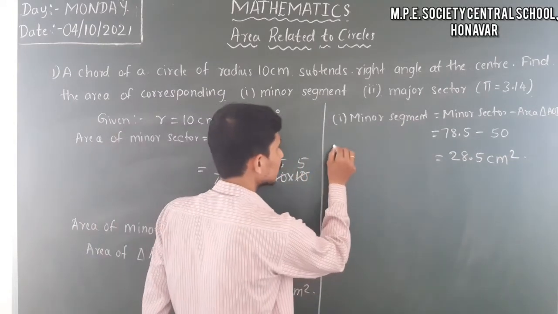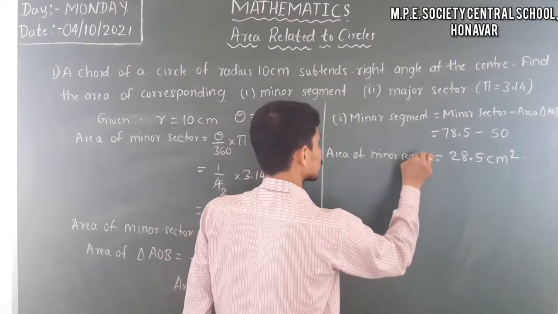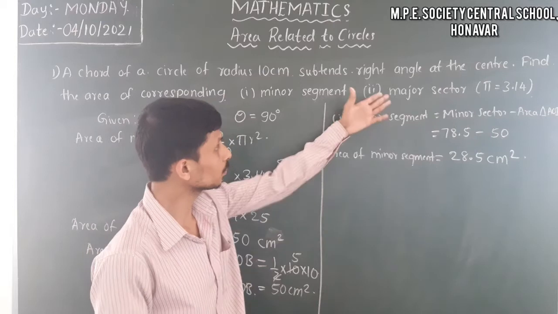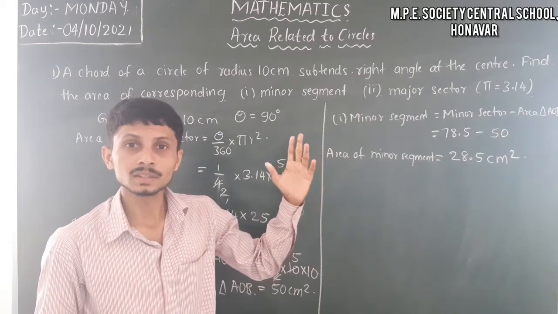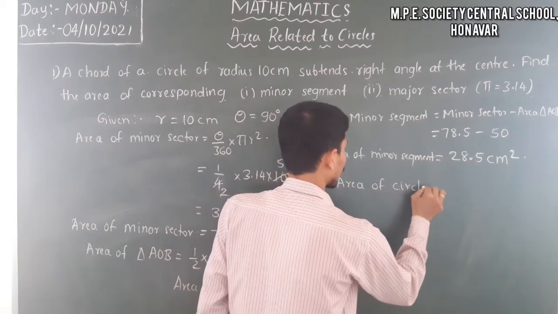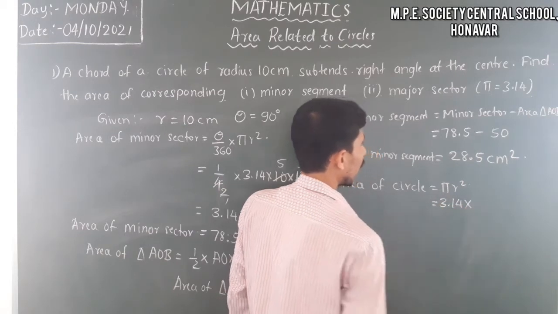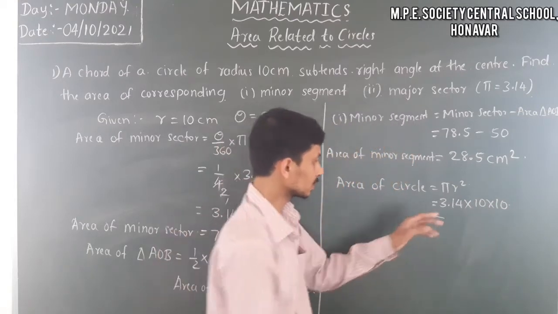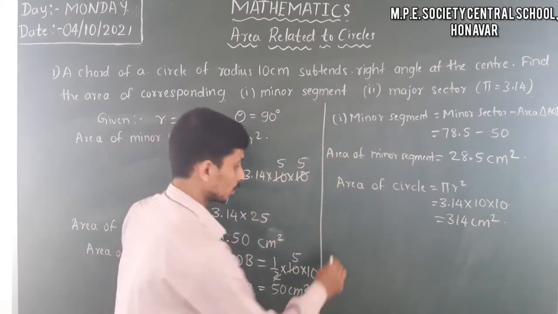So we got the area of minor segment is equal to 28.5 centimeter square. Then let us move on to the next one, that is the second one. For finding the major sector, we have to find the area of the circle first. That is, area of the circle is equal to pi r square, that is 3.14 into 10 into 10, which is 100, that is 314 centimeter square.